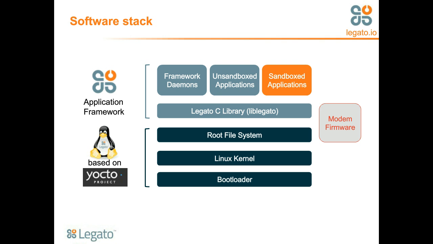So now I'll move on to describing the software stack in a little more detail. This slide shows the software stack that's running on the target. At the bottom, we have the bootloader, the Linux kernel, and the root file system built using the Yocto project. On top of that, we have the Legato application framework, the bottom layer of which is a C library we call liblegato. It provides helpful APIs that complement the POSIX and Linux APIs.